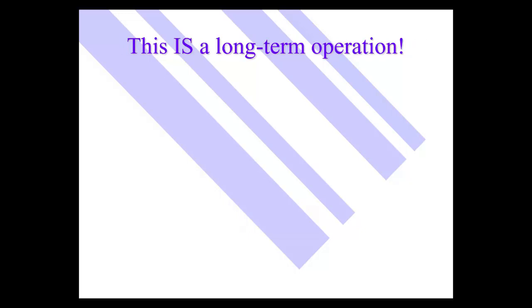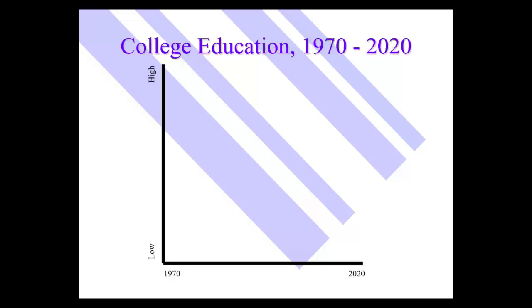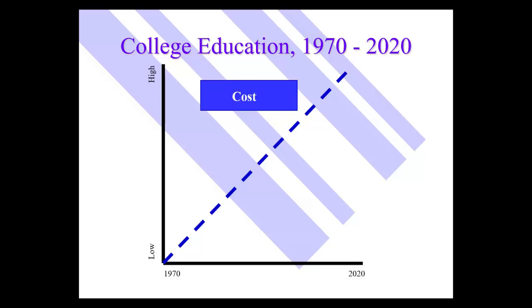I want to look at college education, quality of instruction, and cost over the past 50 years. There's no doubt that things aren't a whole lot different now than they were in 1970, 50 years ago. If you went into a typical college classroom 50 years ago, it doesn't look all that different than going into a traditional college classroom at the beginning of the spring semester 2020. Of course, everybody knows the cost situation. The cost has just gone up and up and up.